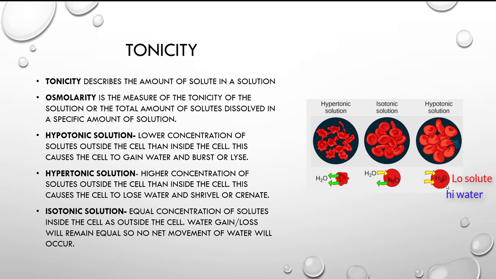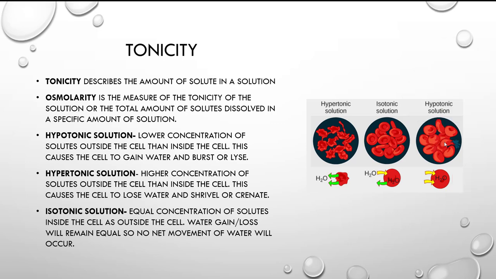As it's moving into the cell, our human cells, remember, don't have cell walls. And so it's going to end up gaining so much water that it's going to burst. Okay, so you can see it here is bursting. These red blood cells are bursting, or what's called lysing. So lysis will take place, or bursting.